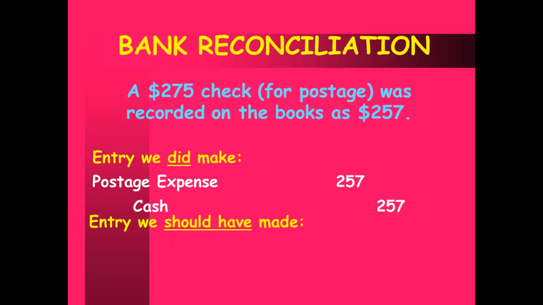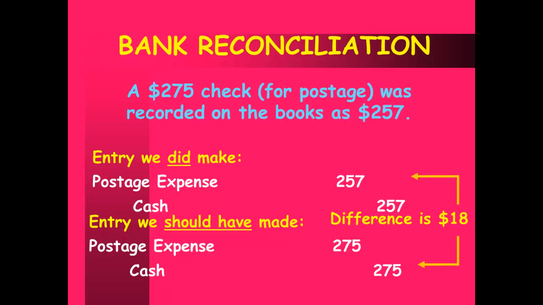Below that, I want you to write the entry we should have made. We should have debited postage expense, right? But we should have debited it for how much? $275. We should have credited cash, but we should have credited it for how much? $275. So if you'll write down the wrong entry we made and the entry we should have made, it's going to help us here, but it's going to help us 10 minutes down the road do something else also. That's the difference of $18, right?